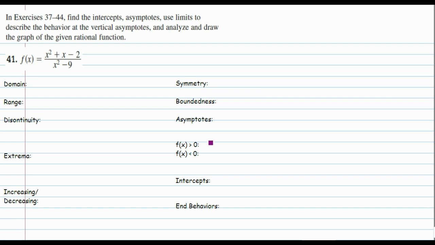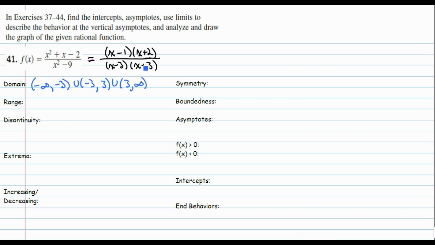The now try problem for example 6 is number 41. Here we go, more analysis. So +3 and -3 have to be left out of the domain. Both +3 and -3 only make the denominator 0, so they are both infinite discontinuities and vertical asymptotes. Degree in the numerator is the same as the degree in the denominator, so the horizontal asymptote will be the leading coefficient divided by leading coefficient, which in this case is y equals 1.